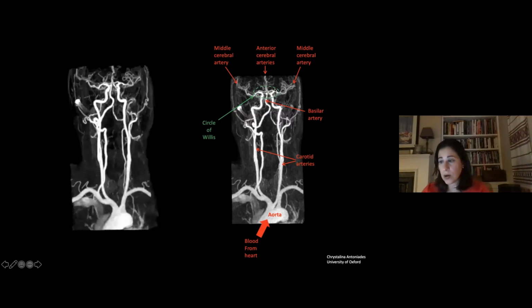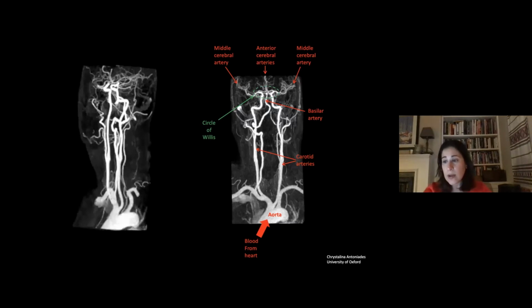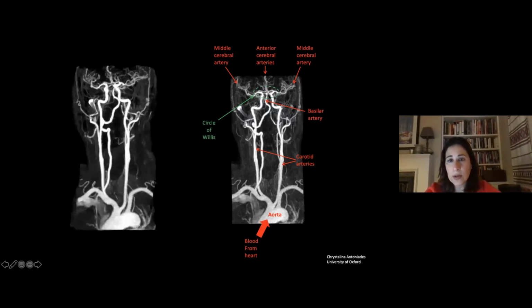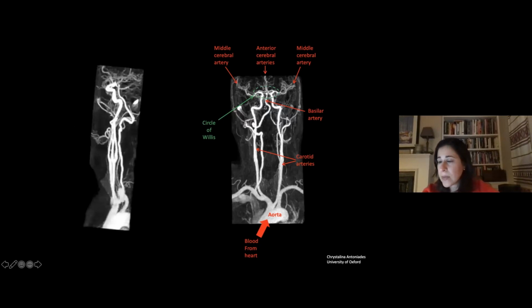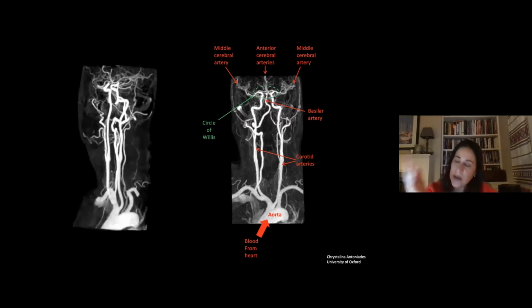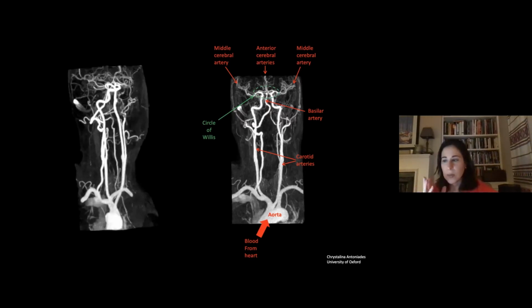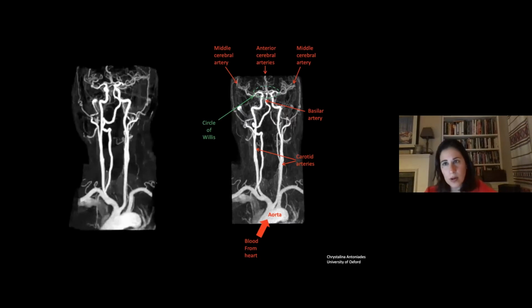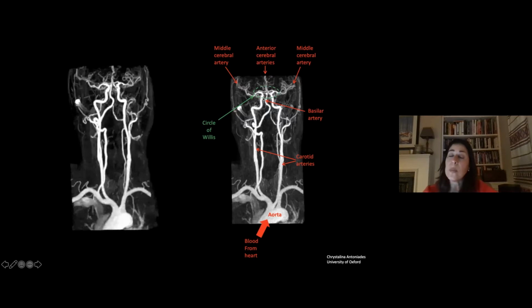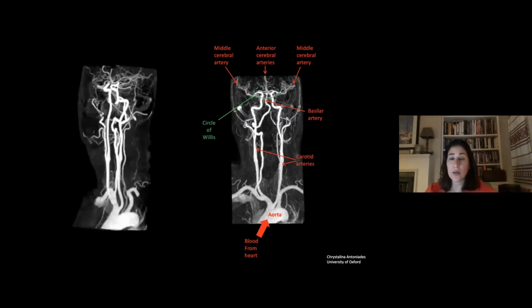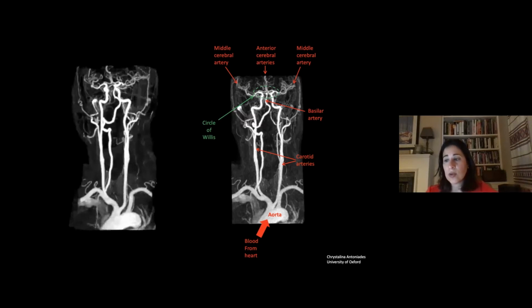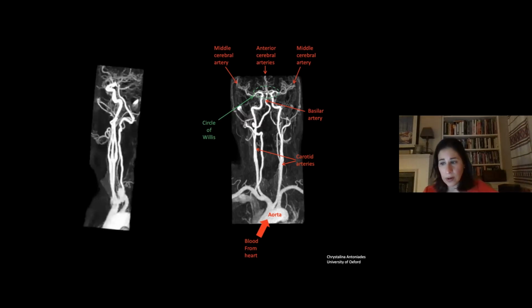The two vertebral arteries ascend alongside the cervical spine, and once inside the skull, unite to form the basilar artery, which again is noted here. And that supplies essentially the brainstem before splitting again to form the posterior cerebral arteries, the most posterior part of the circle of Willis. The circle is completed by the posterior communicating arteries that link the internal carotid arteries to the posterior cerebral arteries.